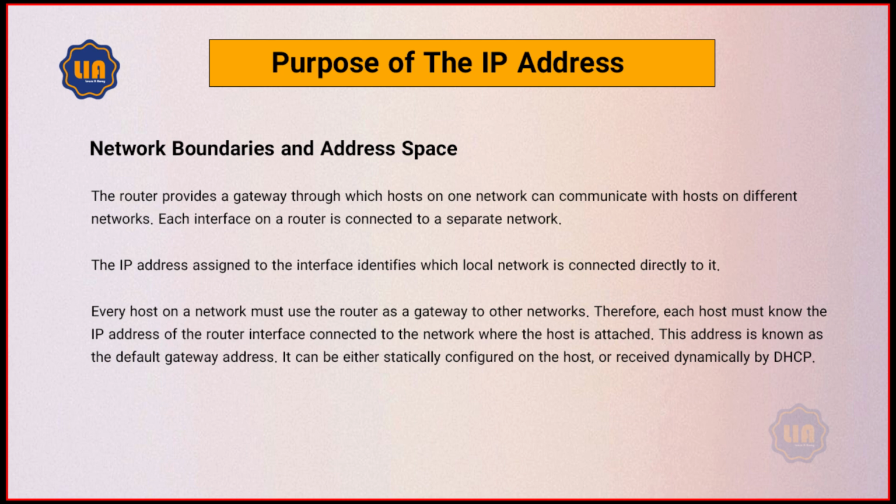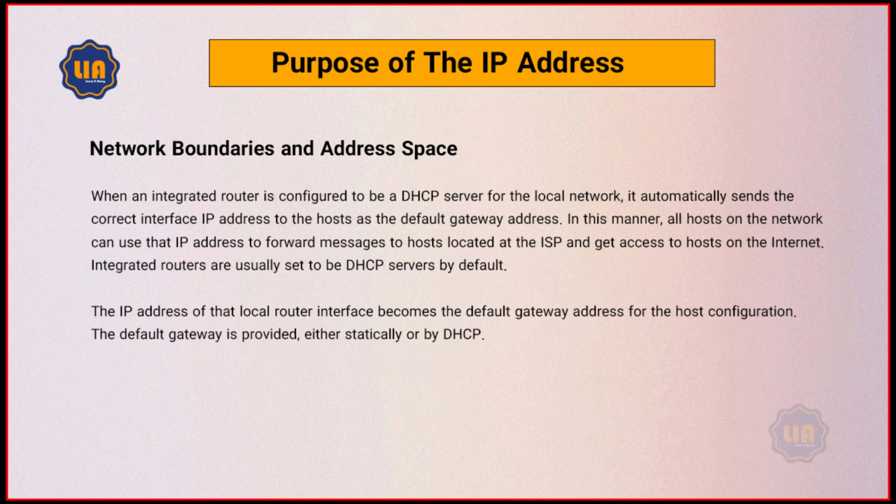Therefore, each host must know the IP address of the router interface connected to the network where the host is attached. This address is known as the default gateway address. It can be either statically configured on the host, or received dynamically by DHCP. When an integrated router is configured to be a DHCP server for the local network, it automatically sends the correct interface IP address to the hosts as the default gateway address.